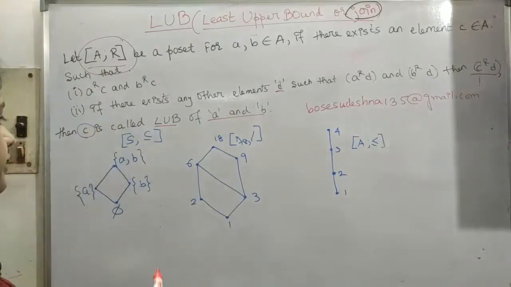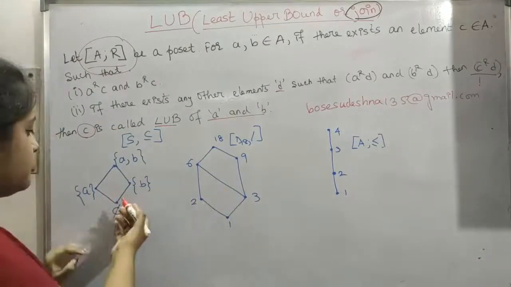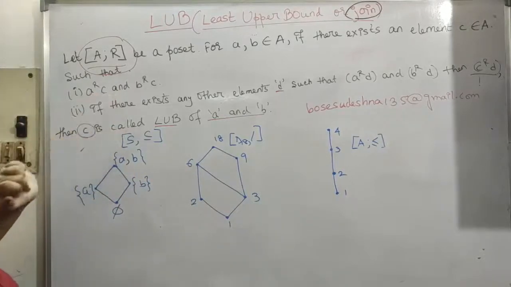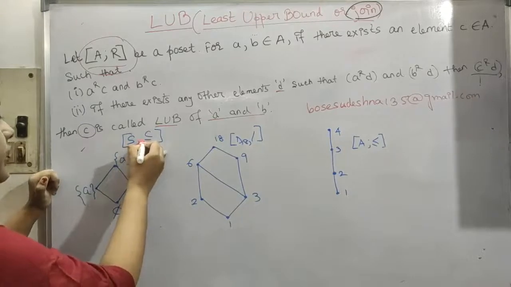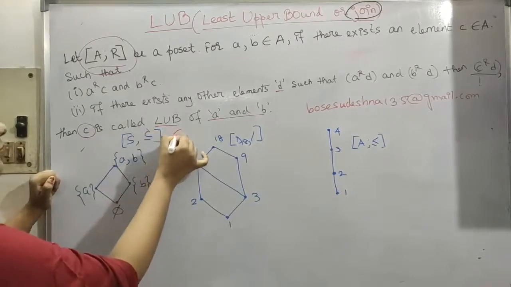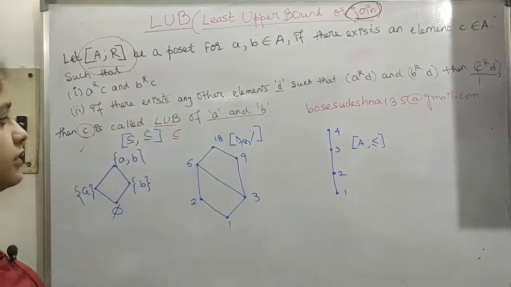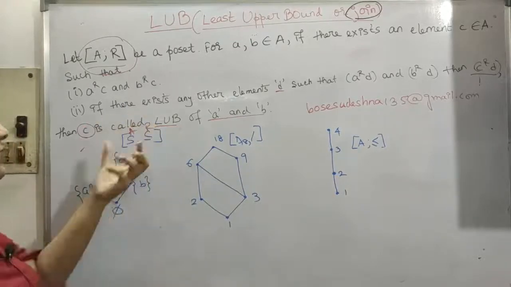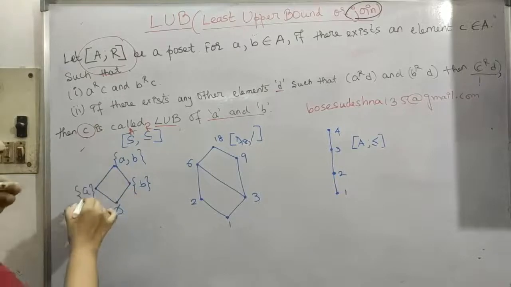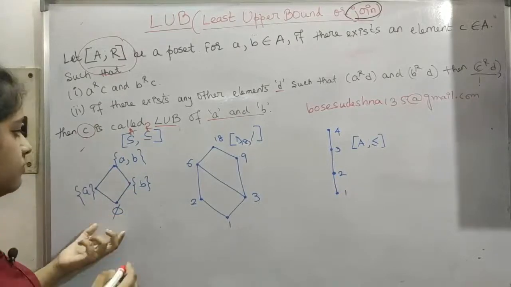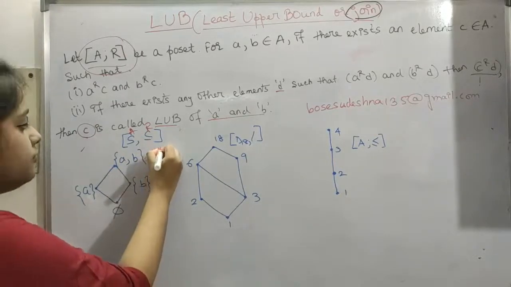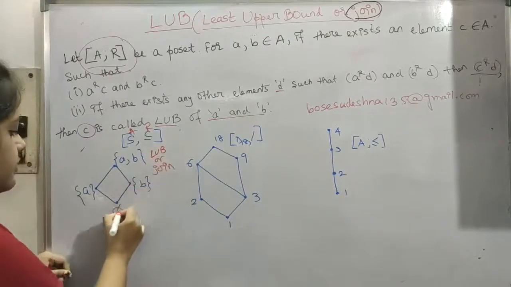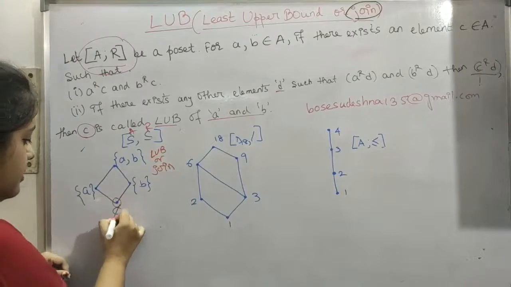Let's see these Hasse diagrams. Let's see this diagram. S is our set, and this subset relation is our relation, so this is our poset. We have drawn this Hasse diagram from it. So now the LUB or join of this is this. This is null.